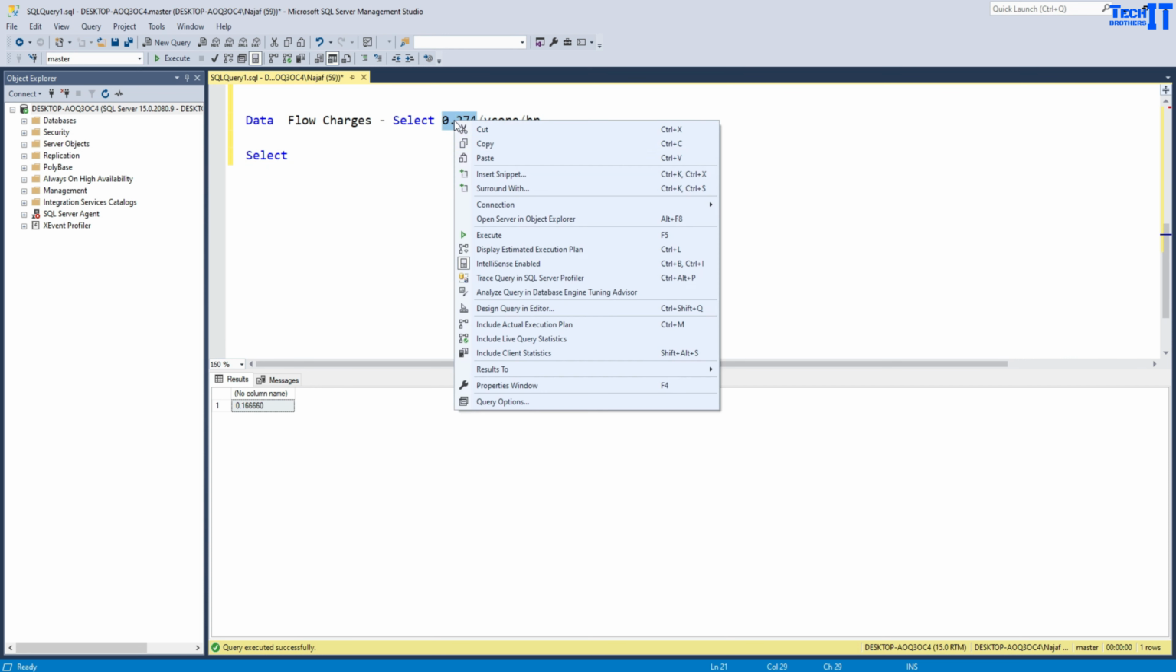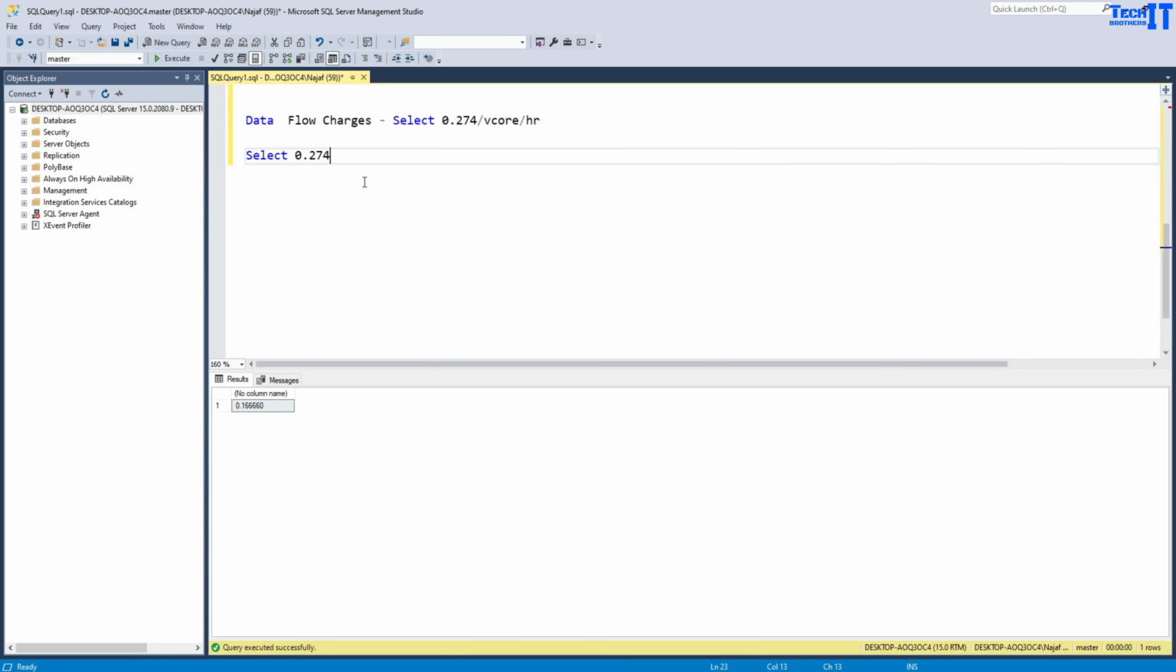Let's say for 10 minutes, the same calculation, but with 8 vCores, and then you run for 10 minutes. So let's say for 1 hour with the 8 vCores, you are going to pay $2.19 for 1 hour. If I want to get the rate per minute, I divide by 60. Now if I multiply by 10, you will see the rate for 10 minutes.